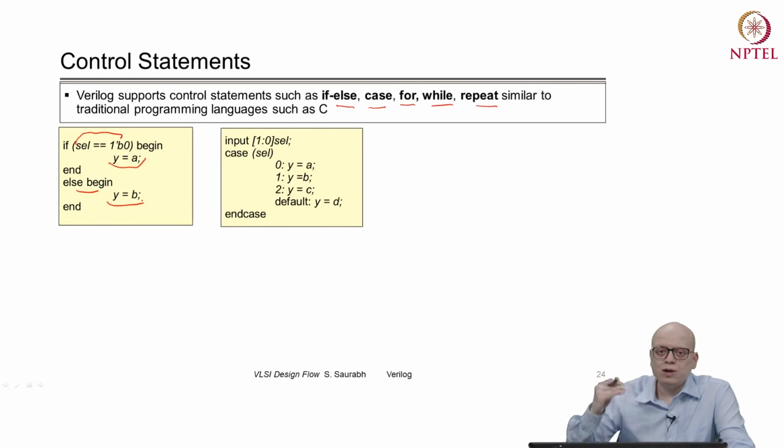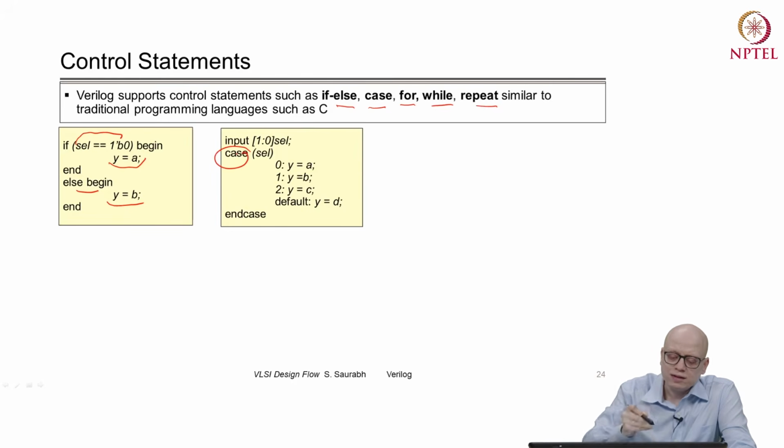Similarly, if there are multiple options available, then we can use a case statement. So, if we do case and there is sel, a signal here, then depending on the value of sel, whether it is 0, 1, 2, Y will be assigned either A, B or C, and if none of them matches, then a default value D will be assigned to Y.